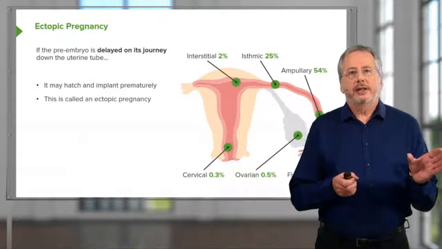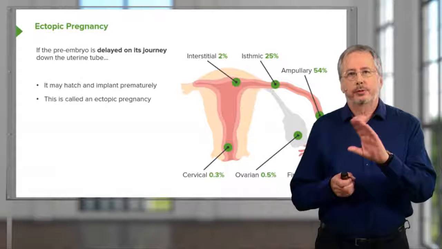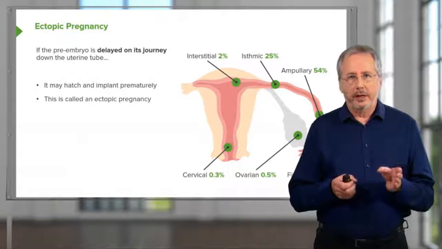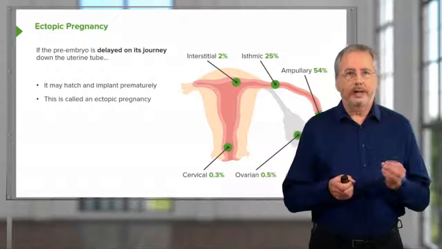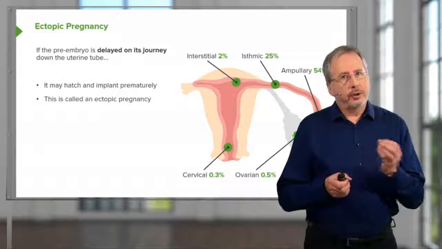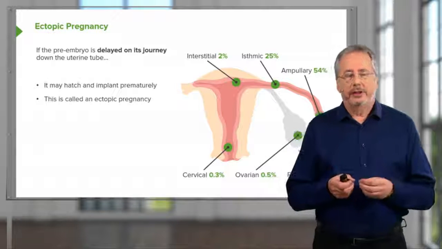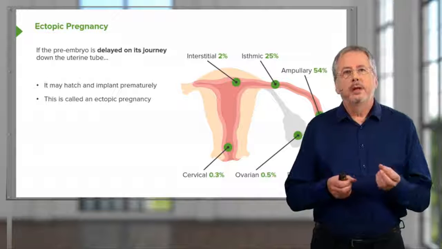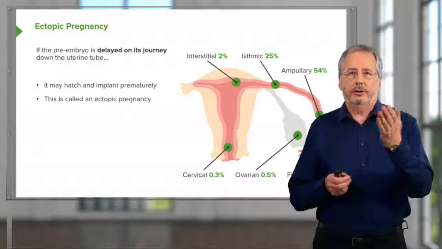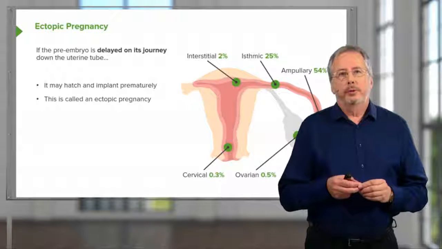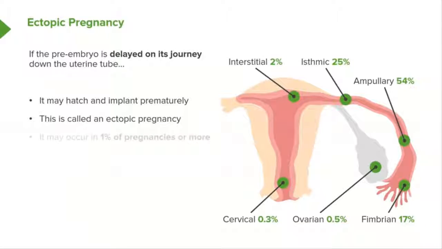If hatching takes place prematurely, or if the embryo is delayed in its process down the oviduct in any way, then there's the risk that it might implant in the wrong place. The most common place for it to implant is actually in the oviduct itself. So you have a tubal ectopic pregnancy. And the percentages shown in the diagram indicate where the most common kinds of ectopic pregnancy might actually be.